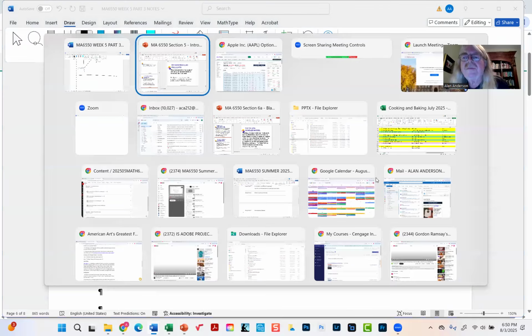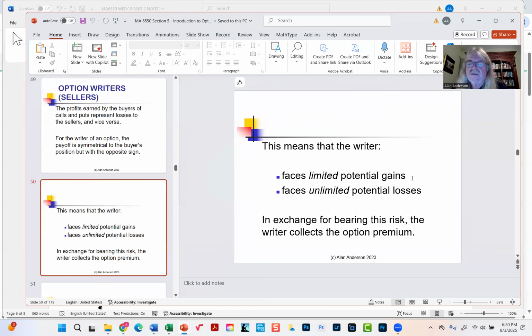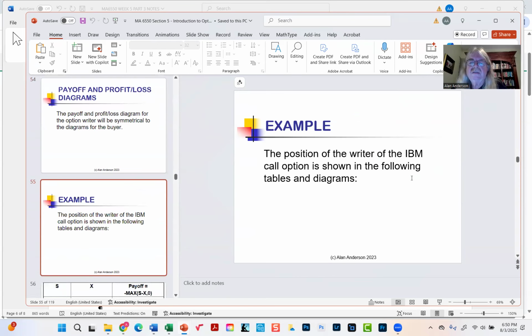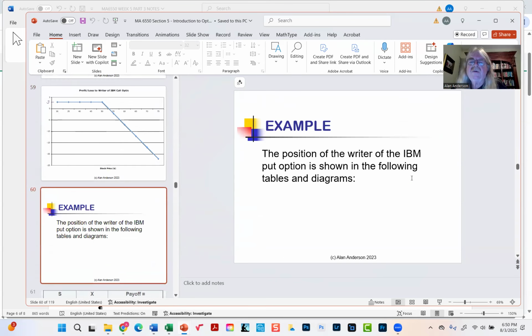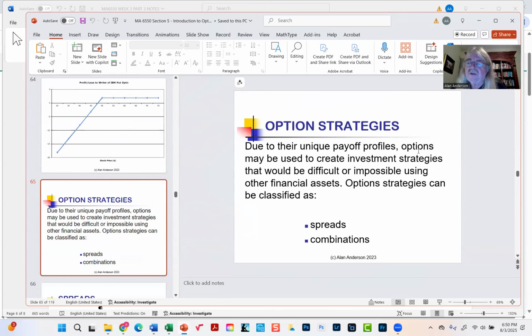So those are the basic positions: call buyers, call sellers, put buyers, put sellers. And so we summarized all these. Now, as I mentioned before, there are some very interesting strategies that we can create with these four basic positions. And many of them fall into one of these two categories. We have spreads and we have combinations.